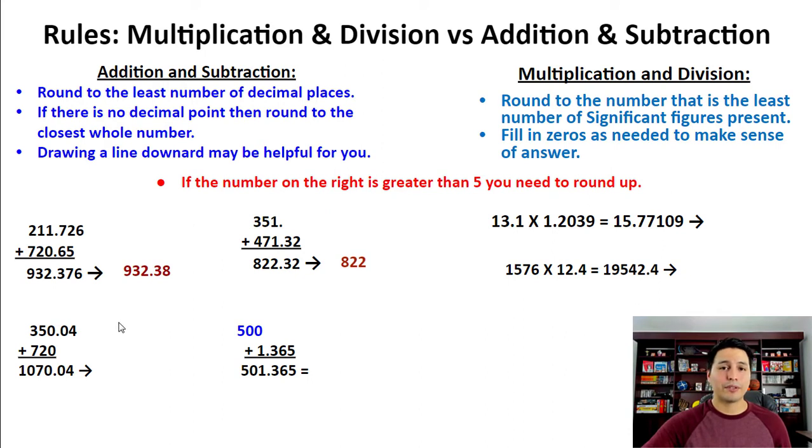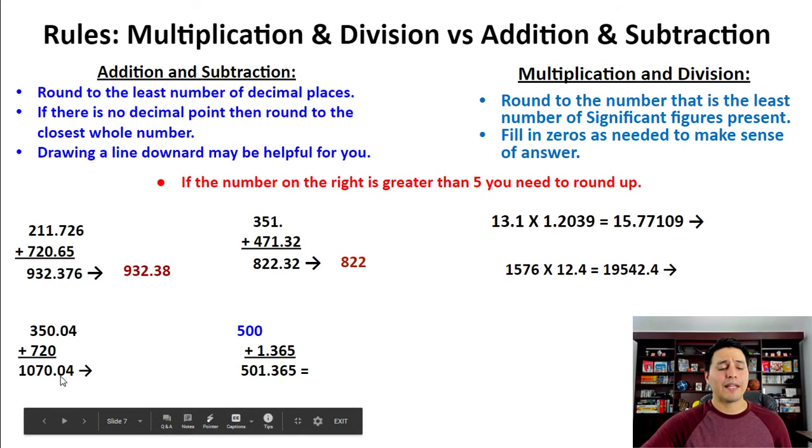Next, we have 350.04 plus 720. Now notice there is no decimal point at all, so in this case, we want to round to the closest whole number. So we're going to stop at 1070. We'll then look at the number to the right. Because it's less than 5, it's just going to stay as 1070.